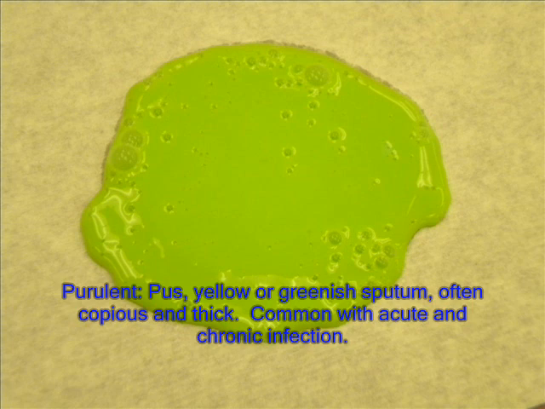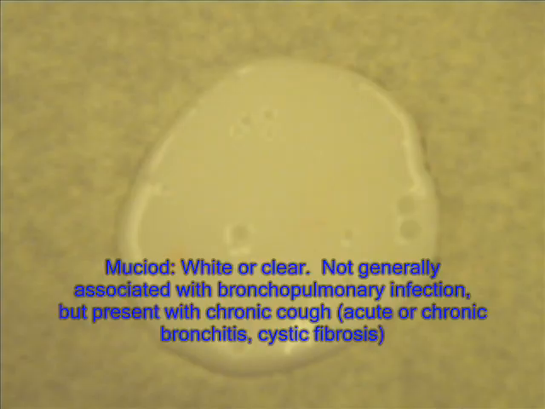Purulent. Pus, yellow or greenish sputum, often copious and thick, common with acute and chronic infection. Mucoid, white or clear, not generally associated with bronchopulmonary infection, but present with chronic cough.